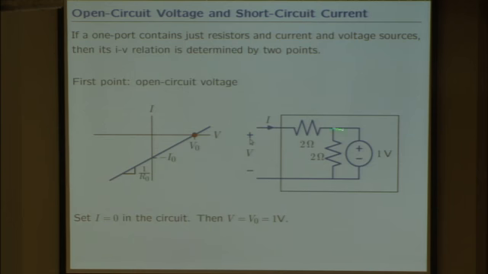If this current is 0, then this voltage drop is 0. This voltage source prescribes the voltage between these nodes to be 1 volt, so V naught is 1 volt. So I just found one point. I set I to be 0. I found the open circuit voltage. Then I need to find one other point, because I only need to find 2.